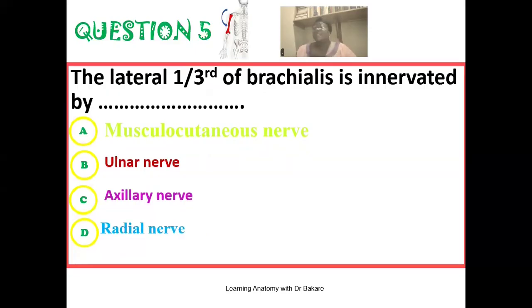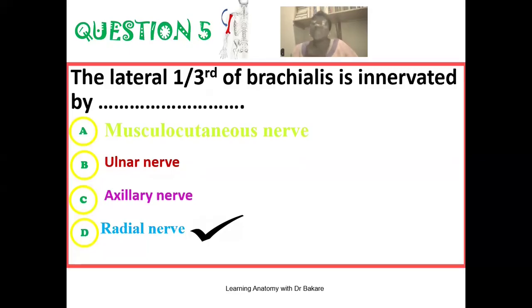The correct answer here as it relates to the innervation of the lateral one-third of the brachialis is the radial nerve. The brachialis is generally seen to be innervated by the musculocutaneous nerve, but its lateral one-third is specifically innervated by the radial nerve.